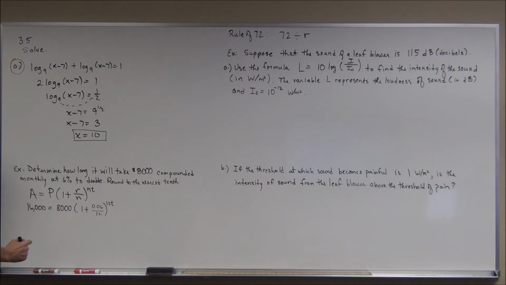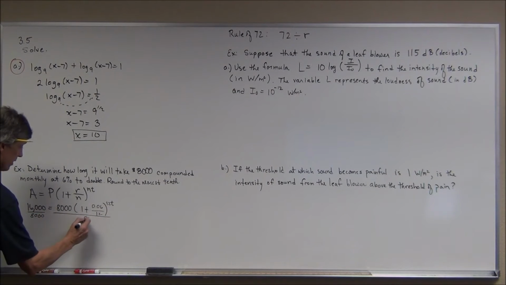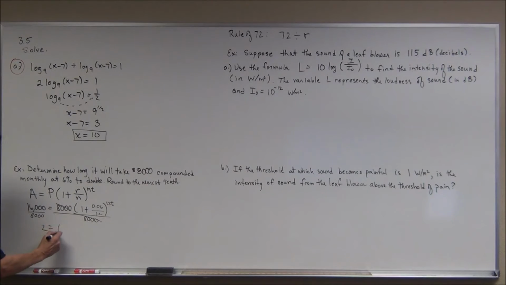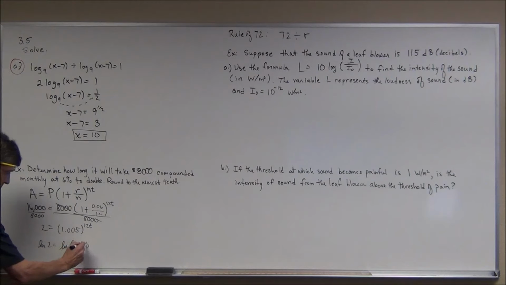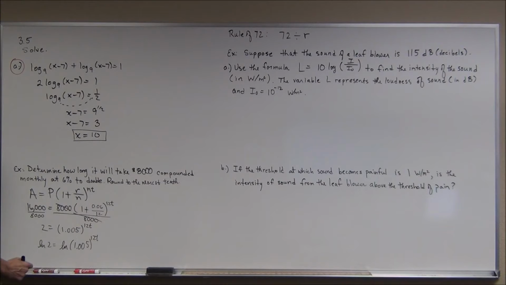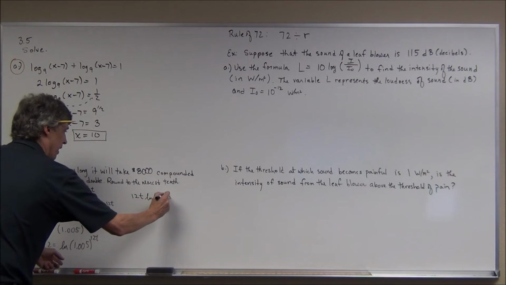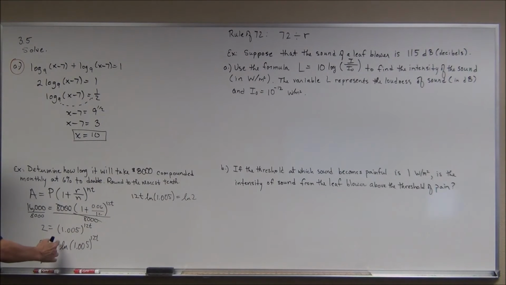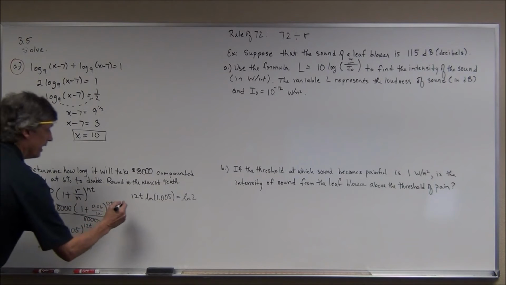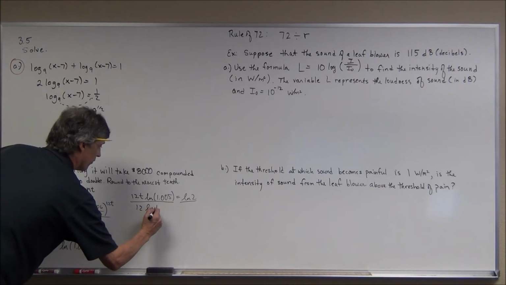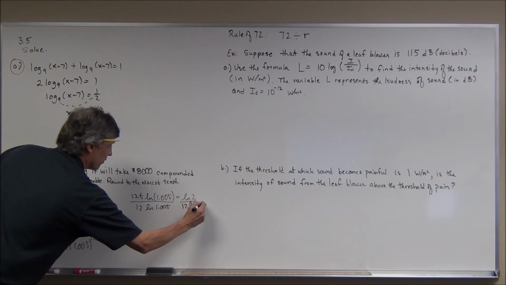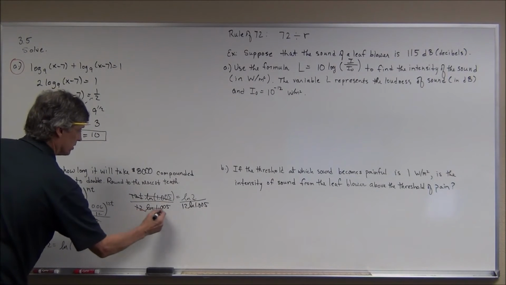I'm going to simplify this stuff in here, but before I do, I'm going to divide both sides by 8,000. And I have 2 is equal to 1.005 to the 12t. I'm going to take the natural log of both sides. I like to use the natural log. I'm going to bring my power out in front, switch the sides. I'm going to get 12t, the natural log of 1.005 is equal to the natural log of 2. I brought the exponent out in front using my powers property for logarithms. I'm going to divide now both sides by 12 natural log of 1.005. And the 12s will cancel, and the natural log expressions will cancel there.